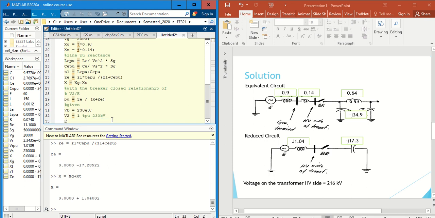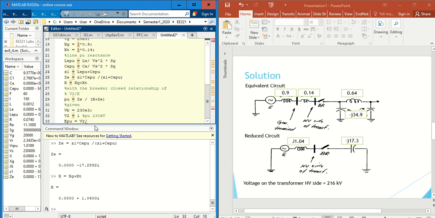Now we can say that the voltage E per unit is equal to V2 divided by whatever we have found here. Okay, this was the relationship. We said V2 divided by E. Remember, V2 divided by E per unit, when you are writing it down, is equal to ZE divided by X plus ZE.